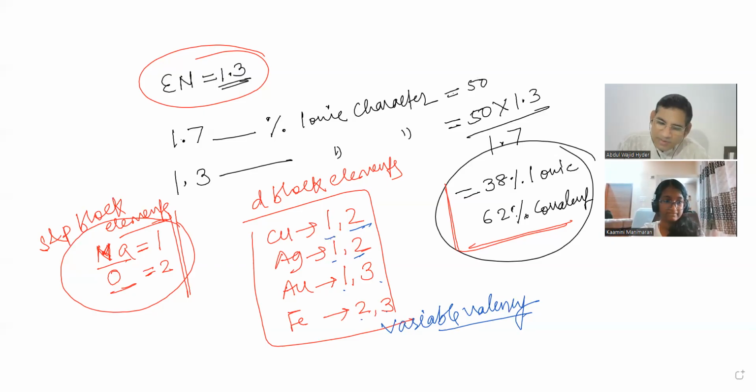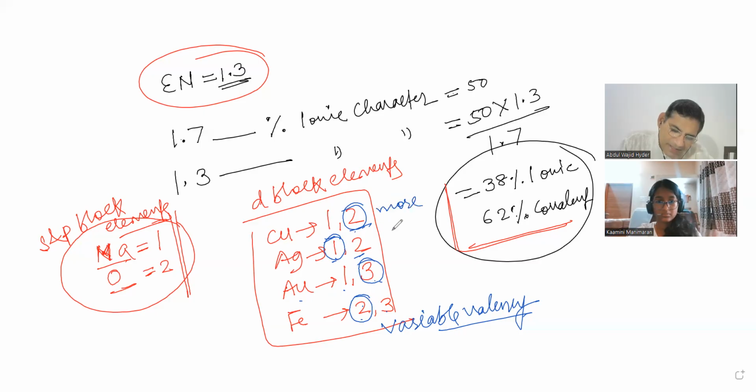But in most of the compounds, copper shows 2 valency. 1 is also there, but in most of the compounds it is 2. Ag, in most of the compounds it is 1. Au, in most of the compounds it is 3. Fe, in most of the compounds it is 2. I am not saying this 2, 1, 3 and 2 will be more stable. I am saying it is more common. This encircled one is more common, meaning in most of the compounds it will show these oxidation states.